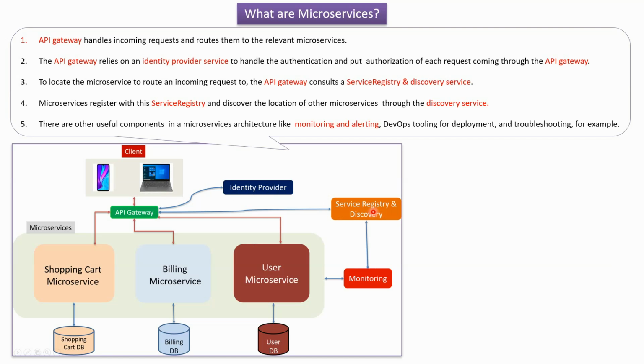Here you can see the service registry and discovery service. The client sends a request to the API gateway. Once the API gateway receives the incoming request, it will consult the service registry and discovery service to locate the microservice. Once the API gateway locates the microservice, it will route the request to that particular microservice. And these microservices register with the service registry and discover the location of other microservices through the discovery service. There are other useful components in microservice architecture, like monitoring and alerting, and DevOps tooling for deployment and troubleshooting, for example.